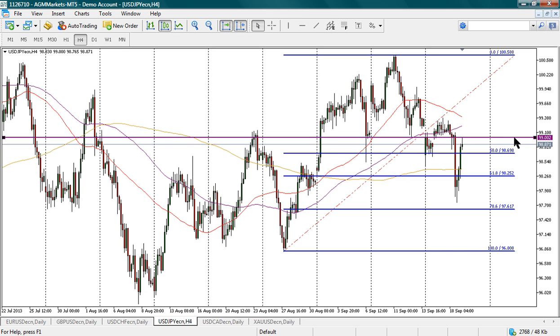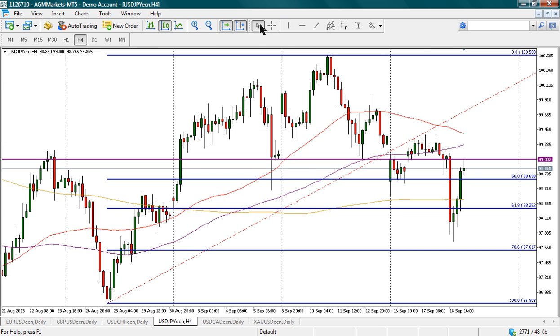You can see today, I'll just zoom in a bit so you can see a bit clearer, it's already come up, tested that pretty much to the pip, and the sellers have come in. So keep an eye on this 4-hour close.